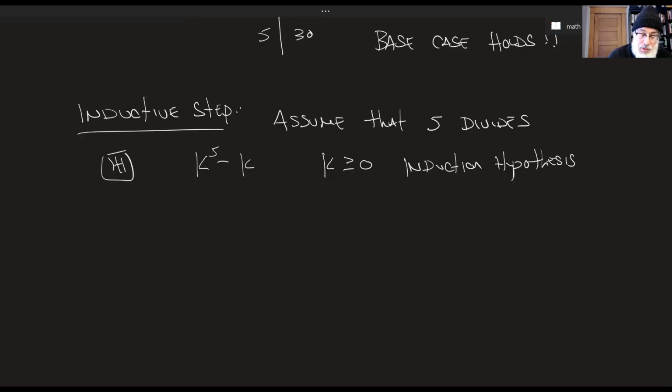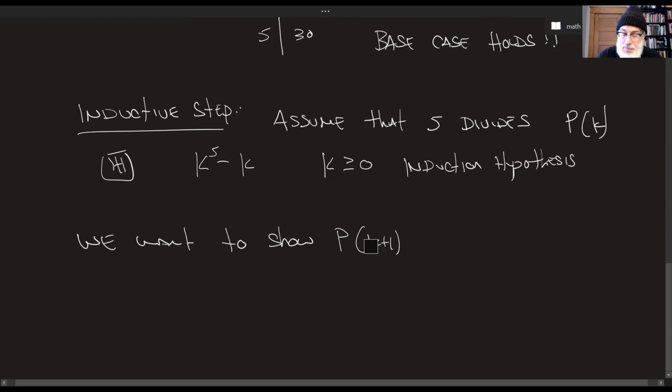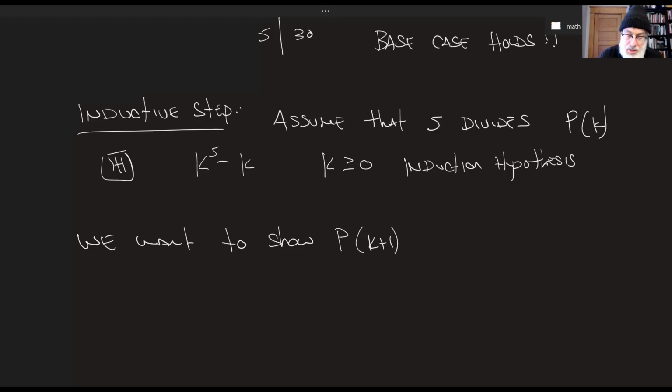All right, so what is it we want to do here? Well, we said that at the beginning, so let's write it. We want to show that the k plus 1 case holds. In other words, P(k+1). And the induction hypothesis is P(k) essentially, right? It's that we're assuming it up to k. So here we want to show that the P(k+1) case holds.